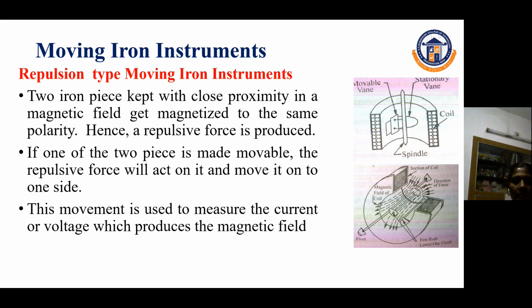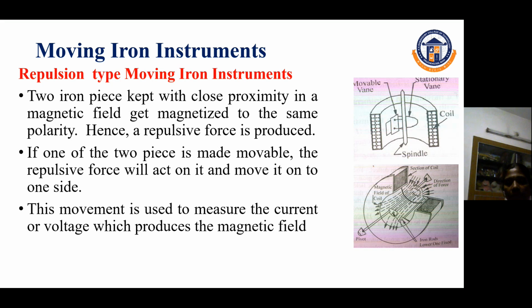The pieces get magnetized to the same polarity, and hence a repulsive force is produced. This will be connected with a spindle and the pointer. Due to repulsion, the pointer will move. If one of the two pieces is made movable, the repulsion force acts on it and moves it to one side. This movement is used to measure the current or the voltage which produces the magnetic field.